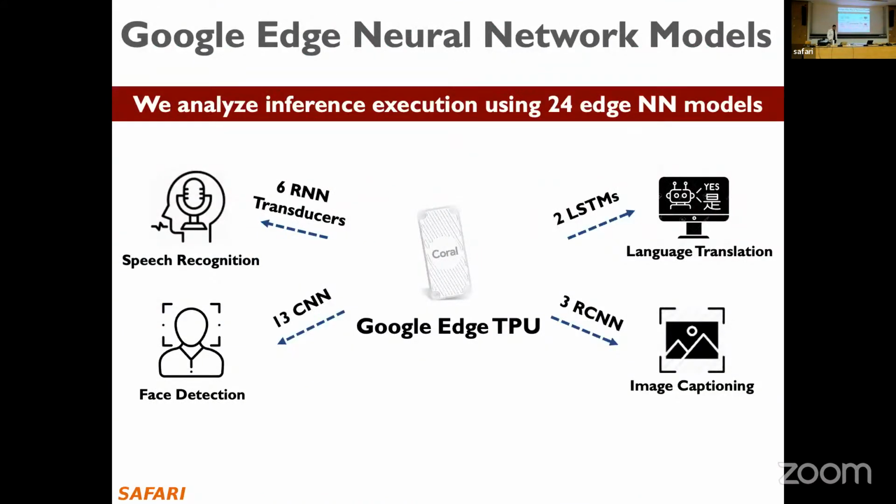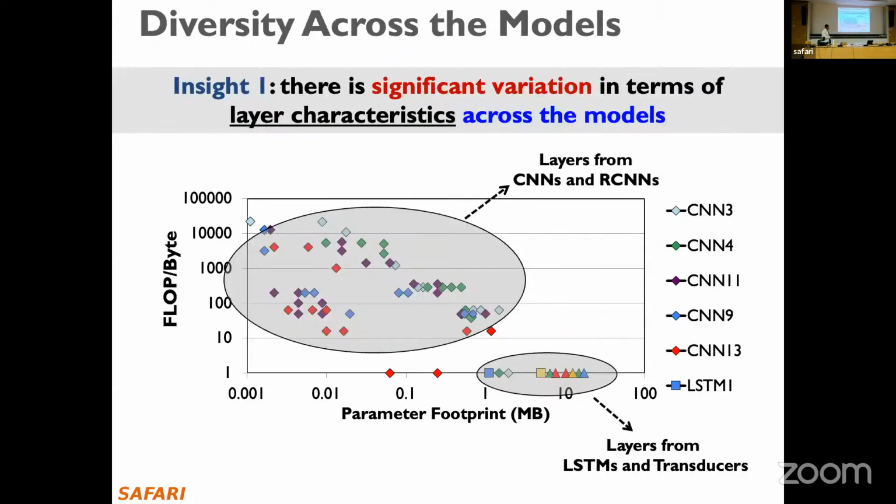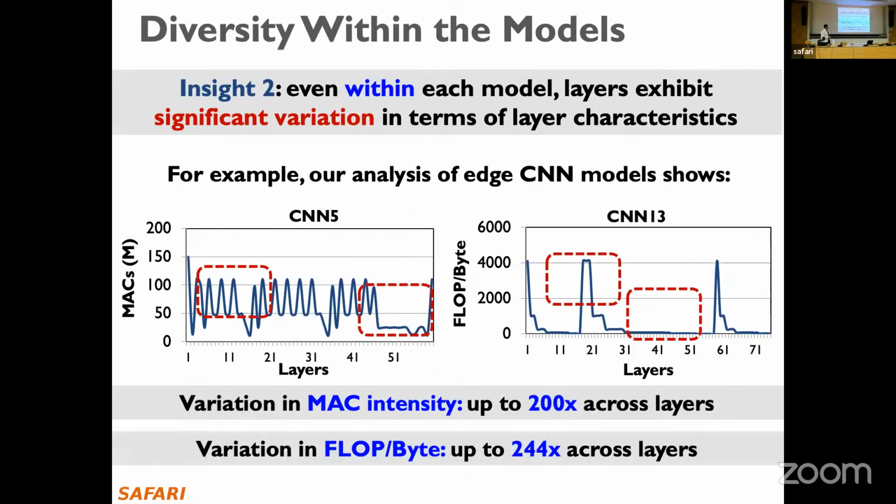So over here, again, we are looking at one accelerator, the Google Edge TPU accelerator for edge devices that runs different machine learning workloads. It runs recurrent neural networks for speech recognition, convolutional neural networks for face detection, long short-term memory networks for language translation, and recurrent convolutional neural networks for image captioning. All of those workloads run on this small Edge TPU device, and we did some analysis and saw these applications are again quite memory intensive, and that the memory intensity of these workloads varies across the different models and within a single model itself. So we need some heterogeneity to support different models with different properties, and also the different layers of a single model with different properties.